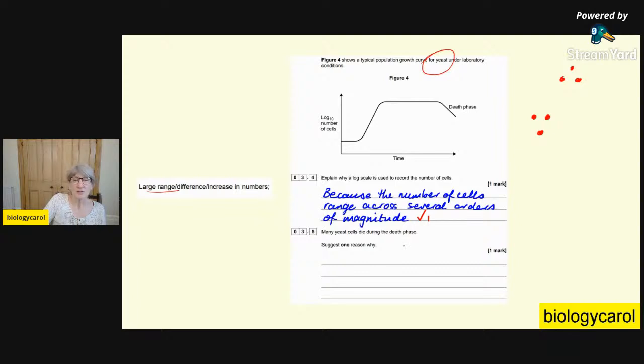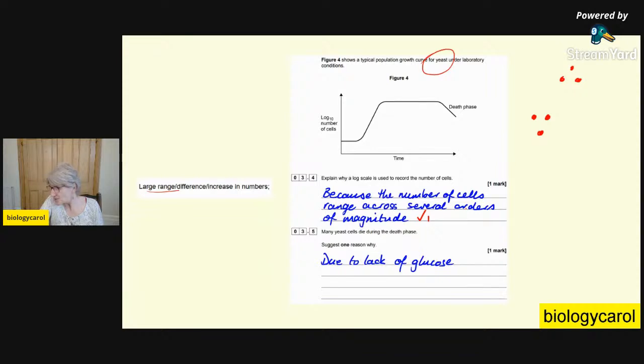Many cells die during the death phase. It suggests one reason why. Well, because they've run out of food, I expect, because under laboratory conditions you're assuming they're just sitting there in a pot. New stuff isn't being added. So I would plump for using the word glucose rather than something vague like food or nutrients, personally.